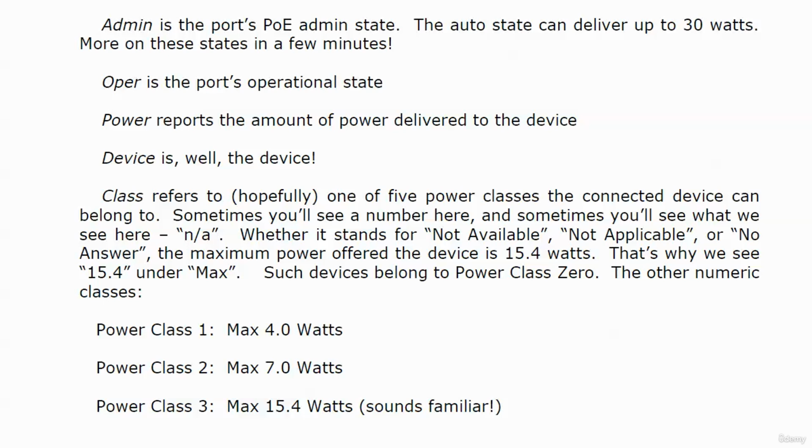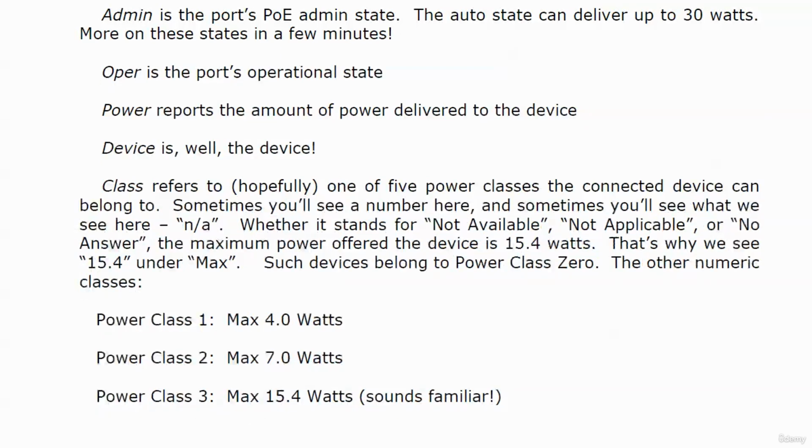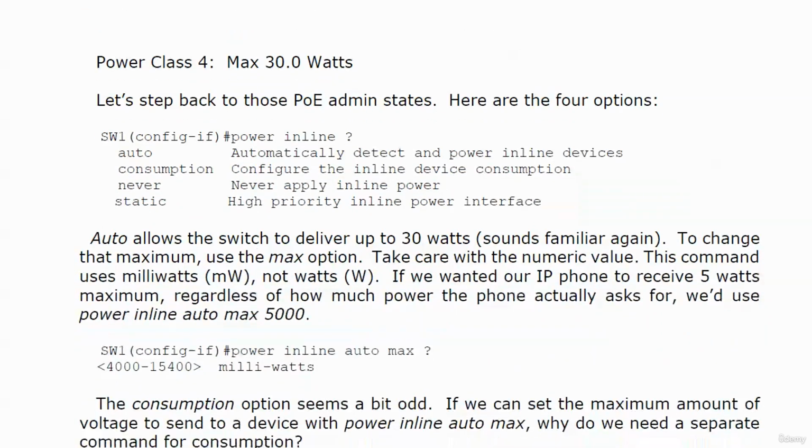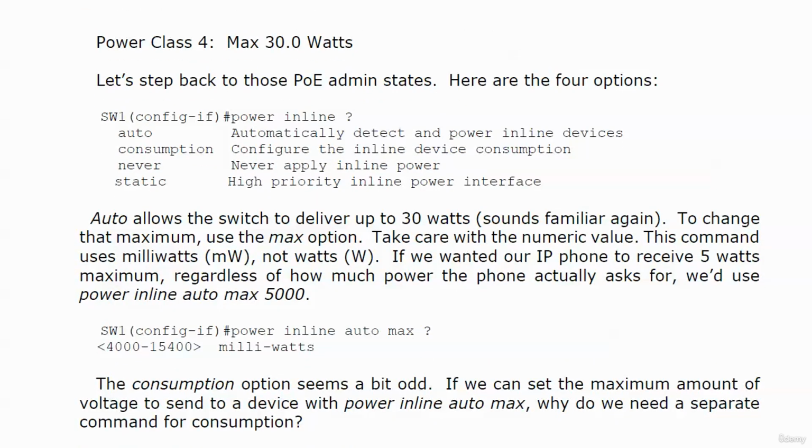So I know you've got this down because you got everything else down in this course, and there's a lot more complicated material in here. But the key here is know which column is telling you the actual power that's being delivered and which one is telling you how much power could be delivered. And of course, that's going to be max. Now, it could not hurt to know these other numeric classes. Power class 1 is going to deliver a maximum of 4 watts. Power class 2, a maximum of 7 watts. Power class 3, also a maximum of 15.4 watts. Certainly sounds familiar. And power class 4 is a maximum of 30 watts.